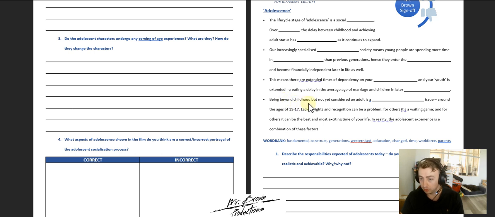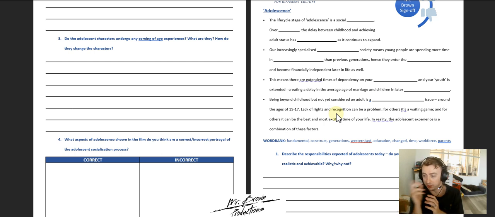But being beyond childhood, but not yet considered an adult, is a fundamental issue, and you guys have that at the moment, around the ages of 15 to 17. So you have this concept where, are you being heard? You're nearly an adult now, you've got to start behaving more mature, but at the same time you're not an adult, you are immature, like you're a young person. It's so normal and fine, but you're stuck between a rock and a hard place, where you're expected to be very mature in certain circumstances, but in others you're expected to be very immature.